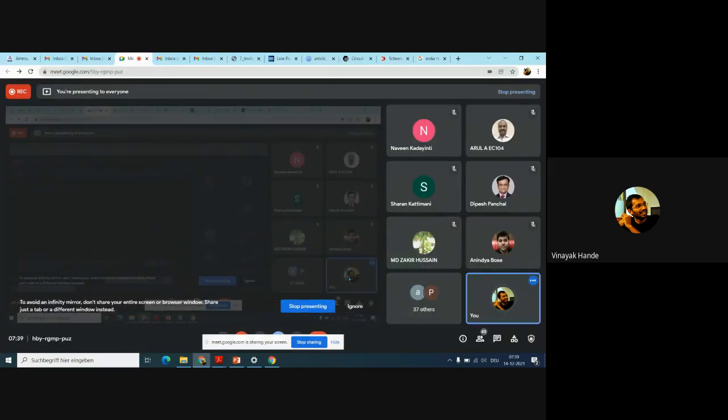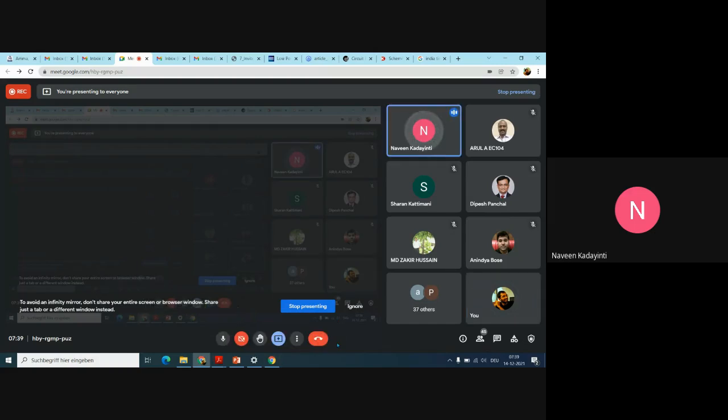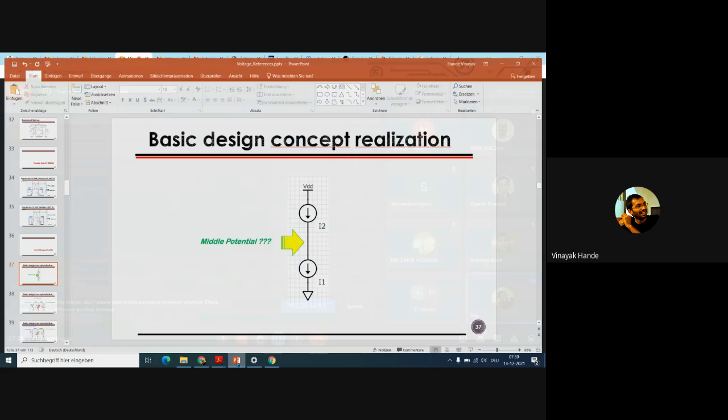It's not an issue. We discussed this in the previous session while discussing CMFB. Anybody among the participants? Can you just show the slide?